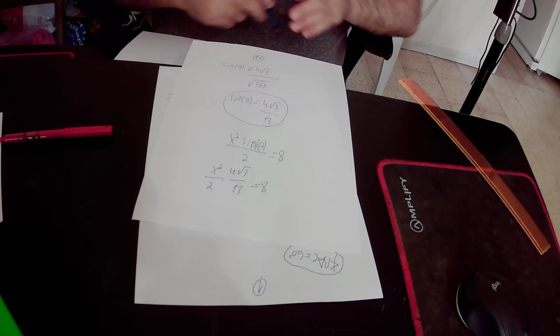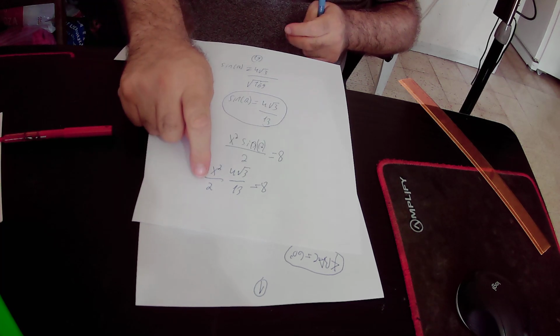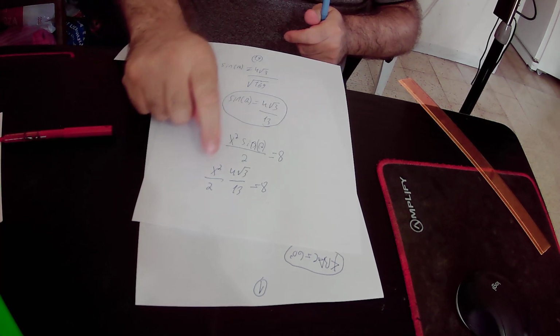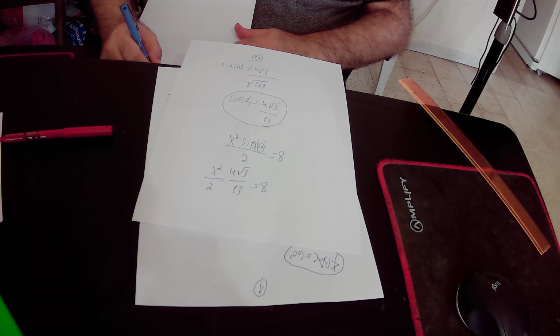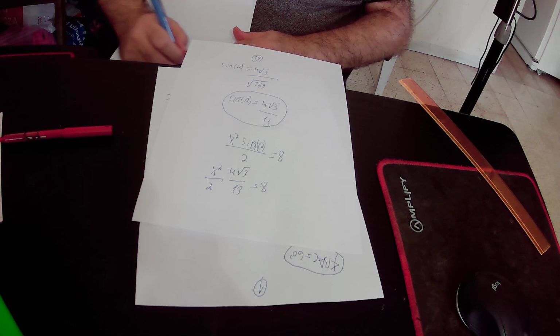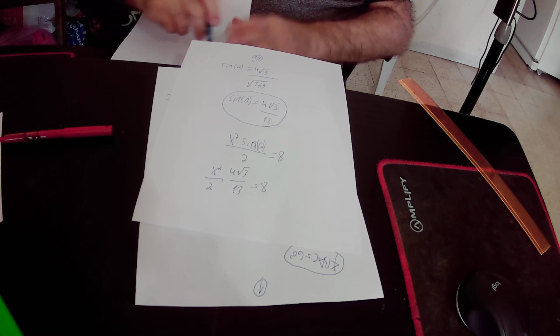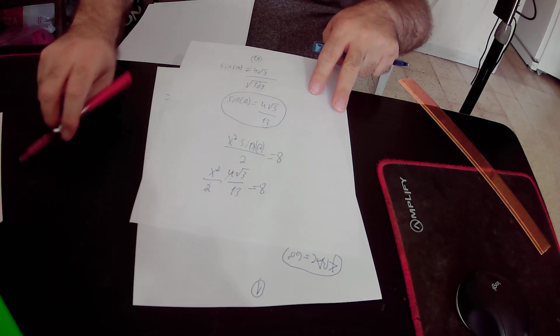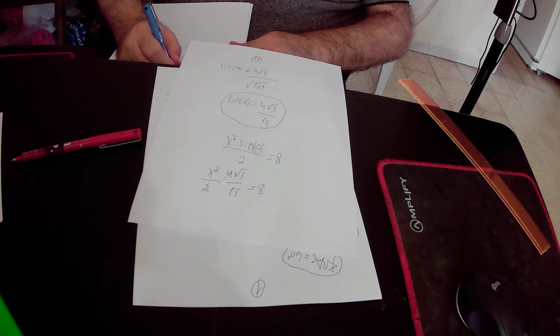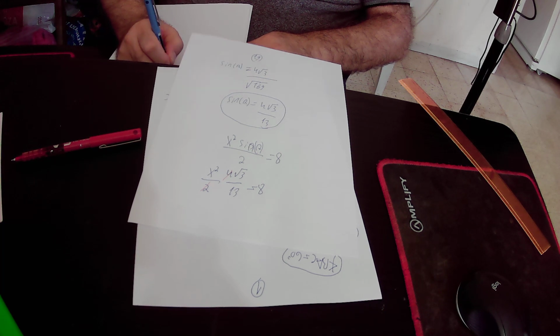Okay, so here 4 times 4 over 2 is 2, so we get that x squared, here 4 over 2 is 2, so we get 2 times root 3 over 13 equals to 8.